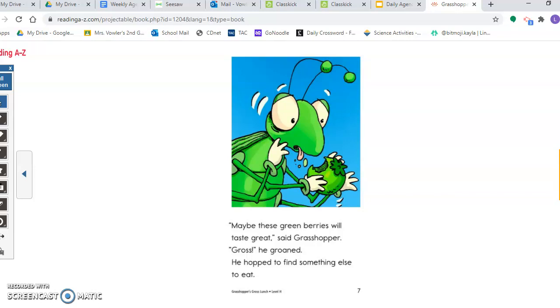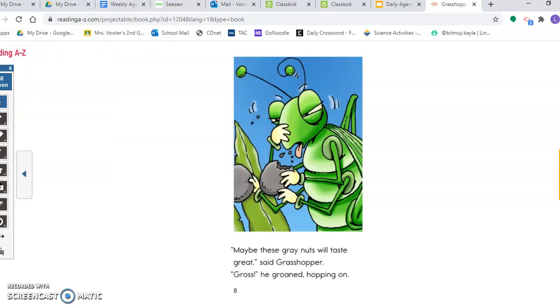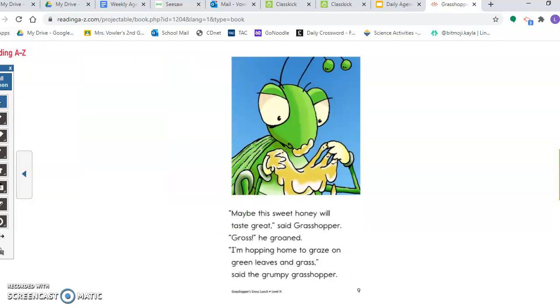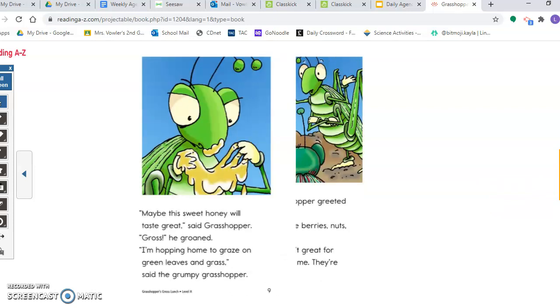"Gross," he groaned. He hopped to find something else to eat. "Maybe these gray nuts will taste great," said Grasshopper. "Gross," he groaned, hopping on. "Maybe this sweet honey will taste great," said Grasshopper. "Ugh, gross," he groaned. "I'm hopping home to graze on green leaves and grass," said the grumpy Grasshopper.